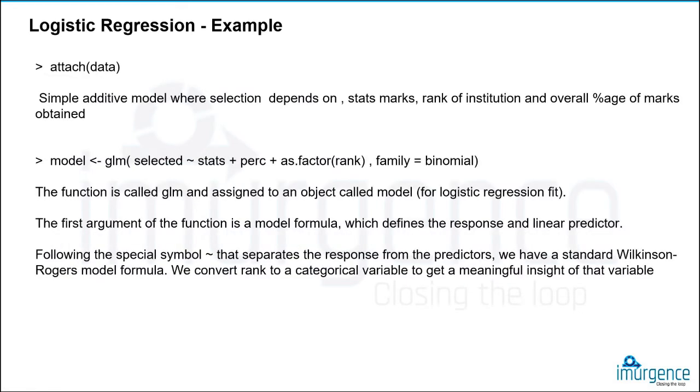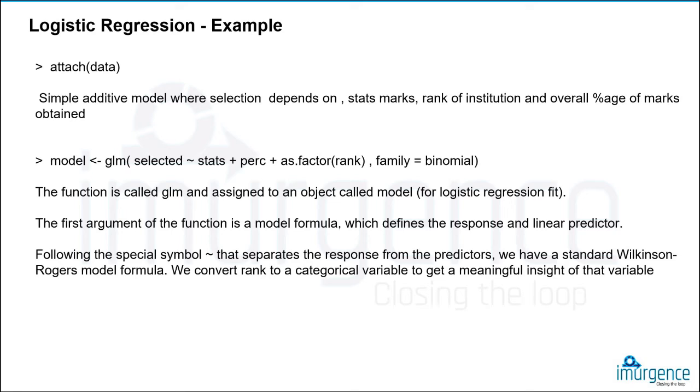Model, allocation, GLM. We are going to repeat all these things in a data set which I have access to. Model, allocation, GLM, selected is the variable, tilde stats plus percent, and plus as dot factor rank. Why is as dot factor done over here? Because rank, although shown as a numerical variable, actually has the meaning of categorical class data. So you have to make sure that it is taken as a factor, right? And the family is binomial. Actually you should pass family is equal to binomial, and inside the bracket you should pass logit. That's how it is written.